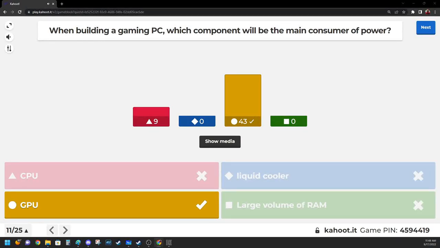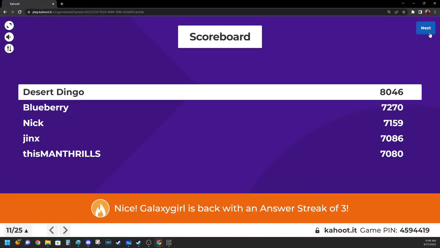43 people are correct. The graphics card or video card is always going to be your main consumer of power inside of a desktop. Very good.